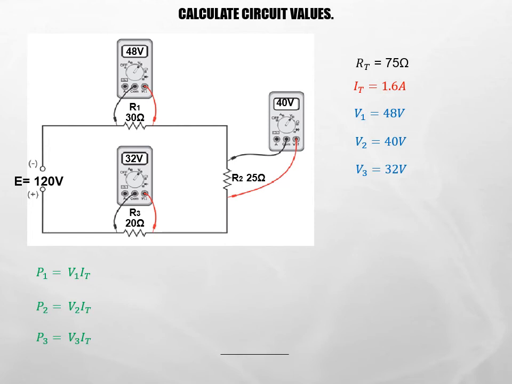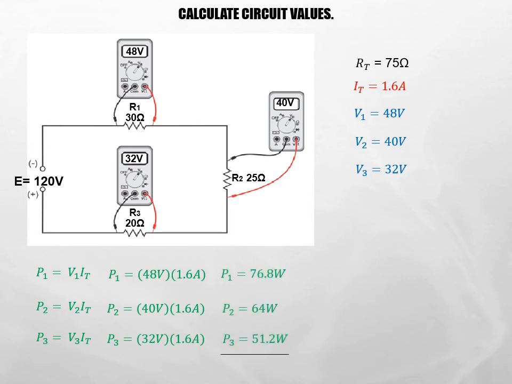Now, when we calculate the power at resistor 1, or P1, we have to use the voltage at resistor 1 and multiply that by the current. Again, the current is common, so everyone's going to have the same current. When we're calculating the power at location 2, we have to use the values of location 2, as well as for the power at resistor 3, we can only use the values of location 3. And when we multiply them out, we end up with 76.8 watts for P1, 64 watts for P2, and 51.2 watts for the power at resistor 3.